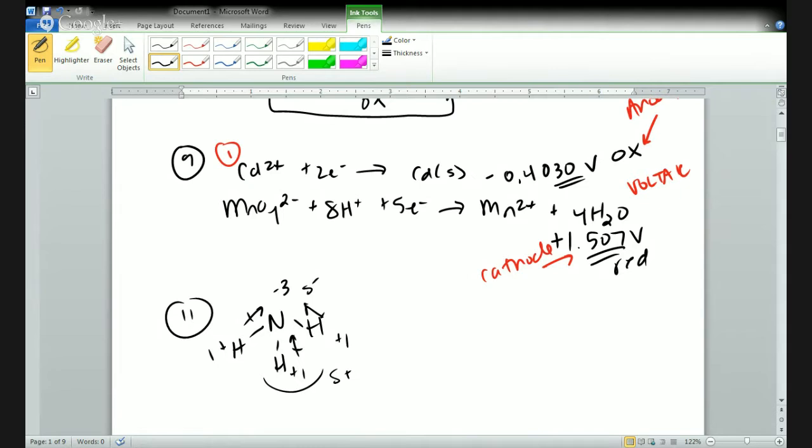Now our next one is question 12. All right, so number 12 says, what are the products of the following unbalanced reaction? So we've got NiCl2 plus Na. So what we need to do is we need to do the single replacement reaction.